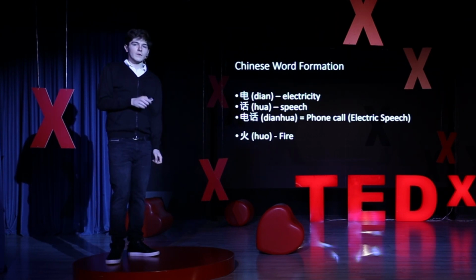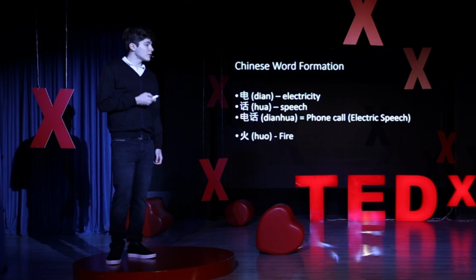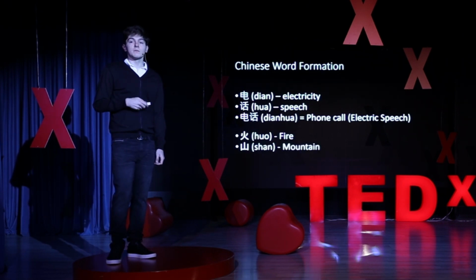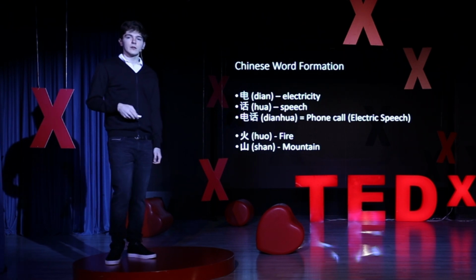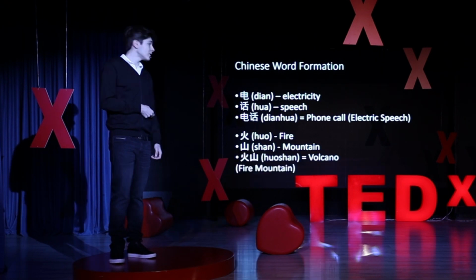Now, if we continue with the same logic, what do you think the character for fire, 火, and the character for mountain, 山, would mean together? So, fire mountain. Well, it means a volcano.